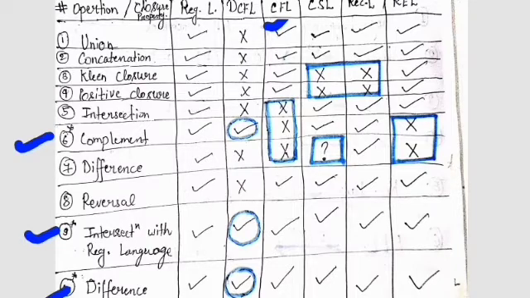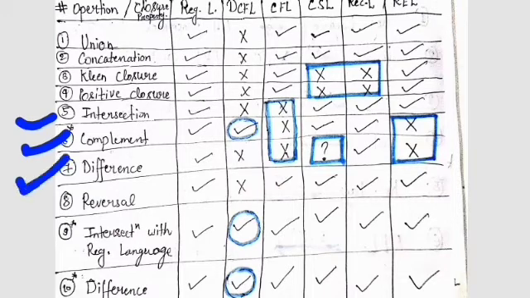So here CFL is not closed under three properties. First one is intersection, second is complement, and third one is difference. Otherwise it is closed under all types of properties except these three.